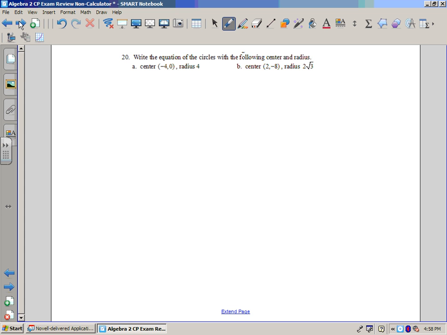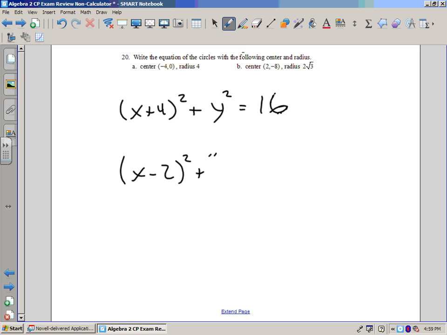And number 20, write the equation of the circle. The first one is going to be x minus negative 4 squared, which is x plus 4 squared, plus y minus 0 squared, which is y squared, is equal to the radius squared, which is 16. The second one, I will get x minus 2 squared plus y plus 8 squared is equal to 2 root 3 squared. When I square one with a radical, I multiply this number by itself, giving me 4. Multiply it by the inside number, gives me 12.